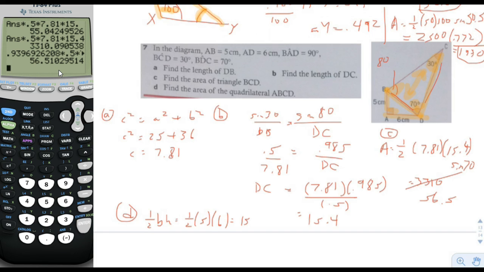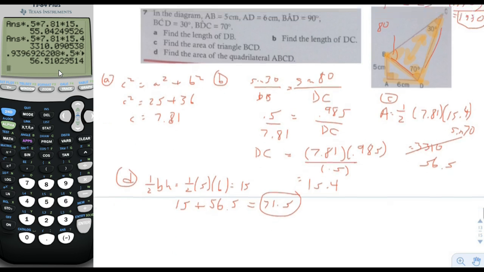Okay, so then for D, we're going to add up 15 and 56.5, and we're going to get 71.5 or something. Okay, and that is the end of this unit.